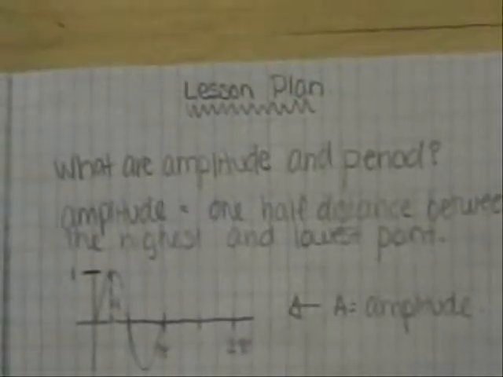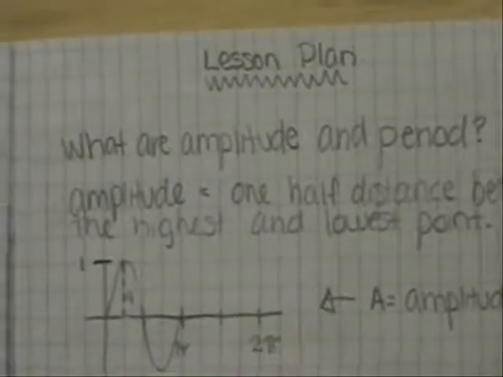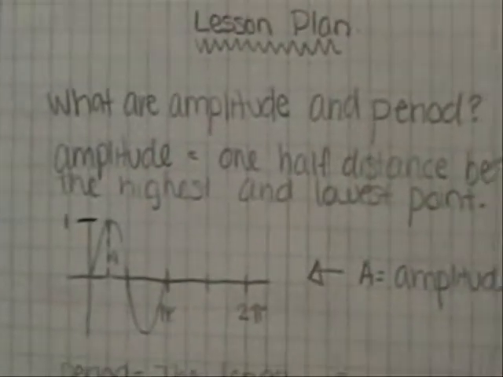Alright, so this is our lesson plan, and the first thing we're going to talk about in graphing sine and cosine given the amplitude and period are what amplitude is and what period is, and then the general shape of both sine and cosine graphs.